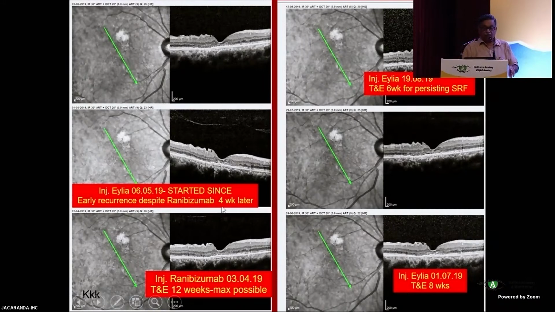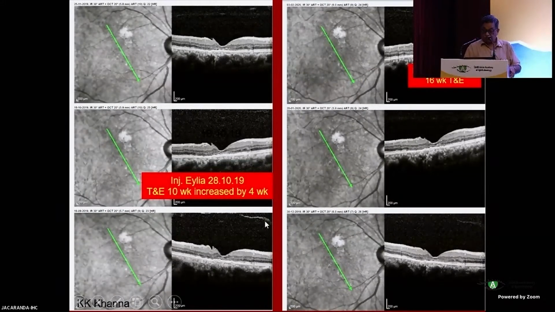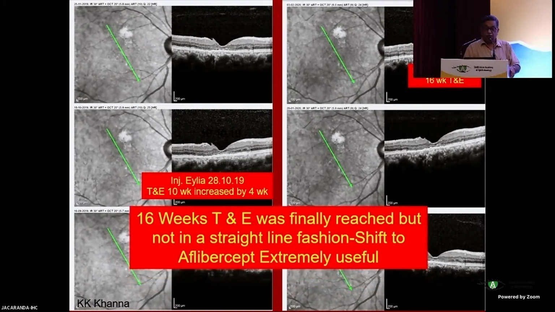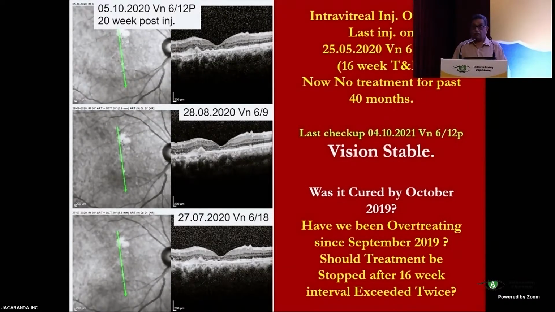And this time, after putting him on Eylea, we went to 8 weeks, then 10 weeks, persisted on 10 weeks, and finally reached 16 weeks. And then we gave another injection, and then COVID came, he didn't come back. And he came back once for a follow-up, and we have not had to give him an injection now for almost 48 weeks. He's not taken any more treatment.